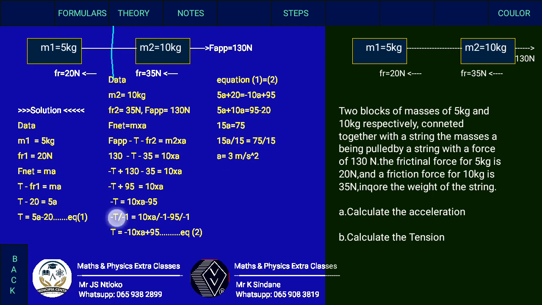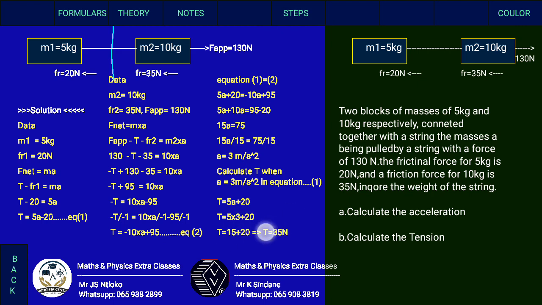So you can calculate the value of T when a is this one in equation 1. So this is equation 1. You're going to take this one, substitute it here, and this is equation 1, and then take 3, substitute with this a, and then 5 times 3 is 15, plus 20 is 35. So this is how you will calculate the tension. So that's how you will answer it, and we'll see the other examples.